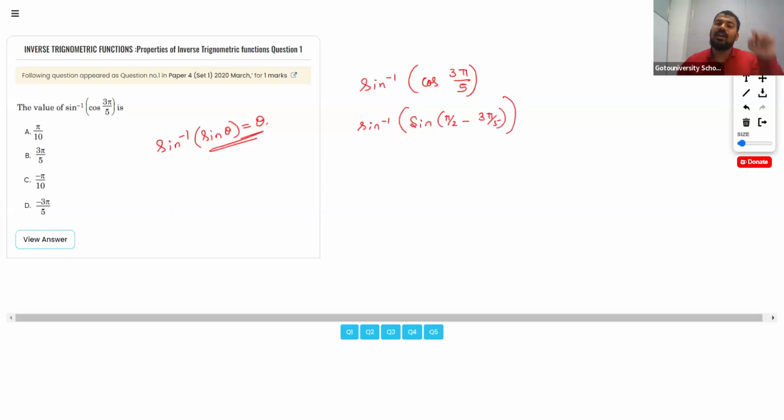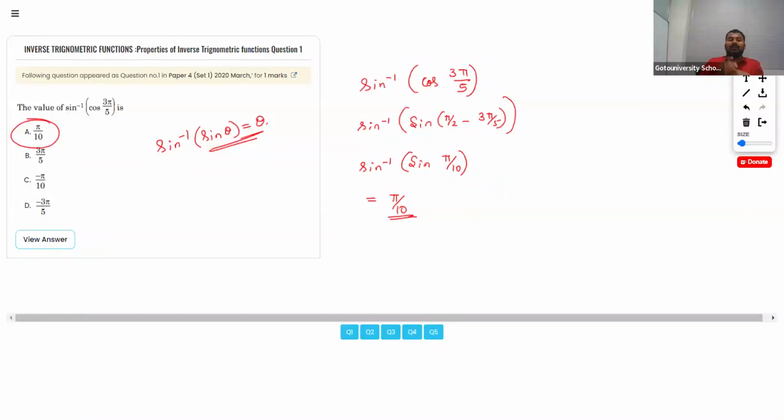Now, of course, we are going to fall into the negative part here. The negative part is not going to worry us because we are going to take care of it. So I can say here it has sine inverse of pi by 2 minus 3 pi by 5. If you take it in the other quadrant, it is going to be pi by 10. So what is sine inverse of sine pi by 10? It's just going to be pi by 10. That's our answer, option A.